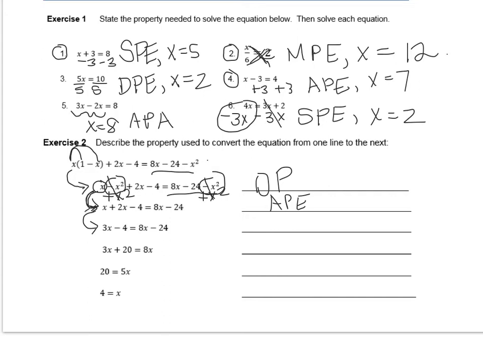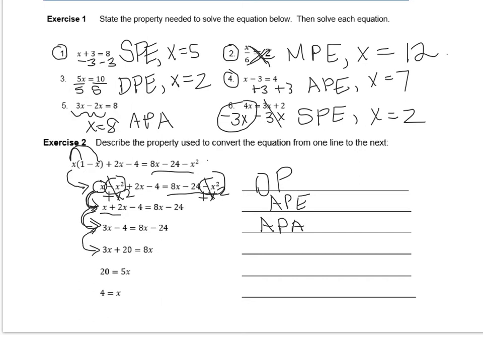Alright, now from here to here, it looks like we combined these like terms on the left side. We didn't do something to both sides of the equation. We simply combined like terms, which is always the associative property of addition. I know you're used to that involving parentheses. It doesn't always. When you're combining like terms on one side of the equation, you're using the associative property of addition.